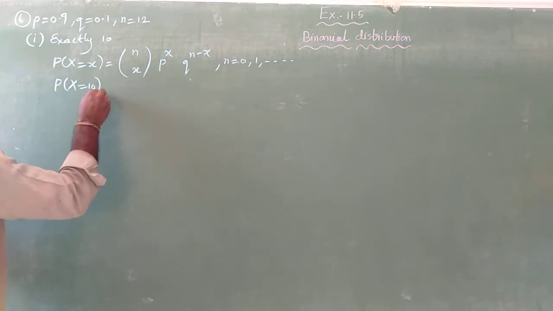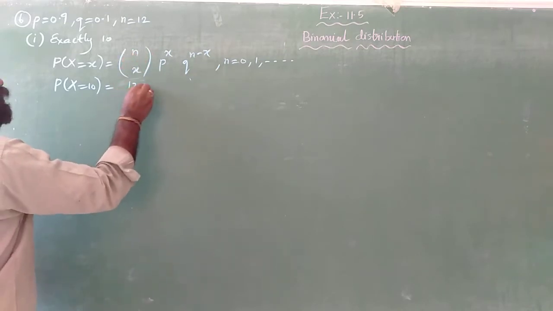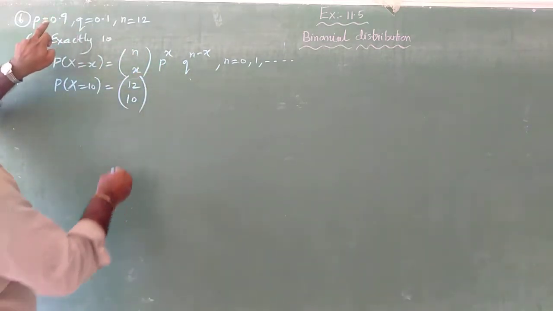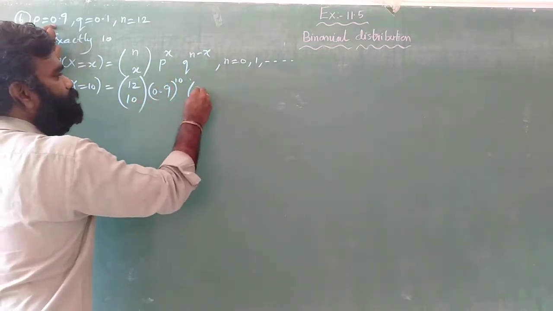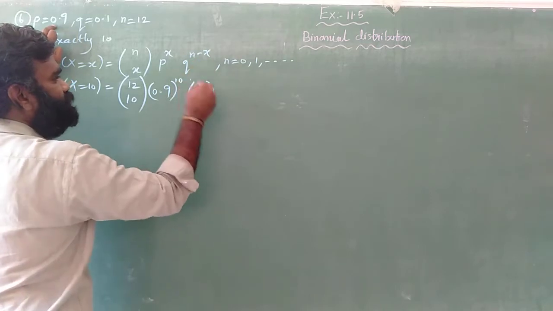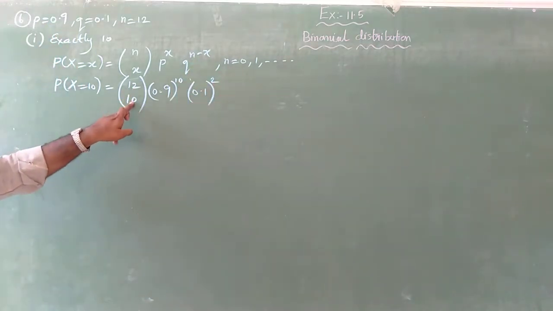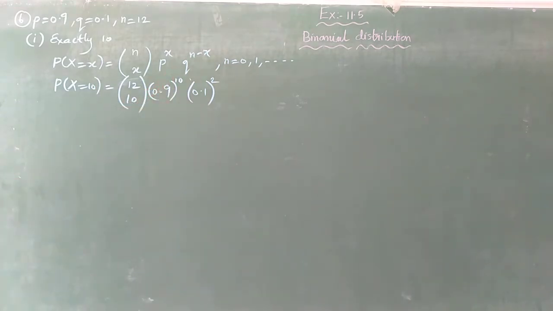P of x is equal to 10. What is N here? 12. X is 10. So it is 12C10. P is 0.9 whole power 10, Q is 0.1, whole power N minus x, which is 2. Here N is 12 and x is 10. So 12C10 times 0.9 whole power 10 times 0.1 whole square. This is the required answer for this sum.